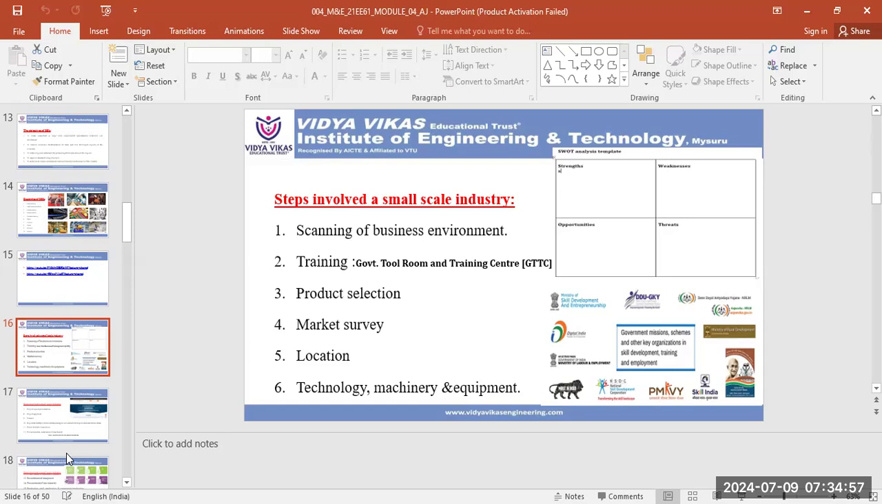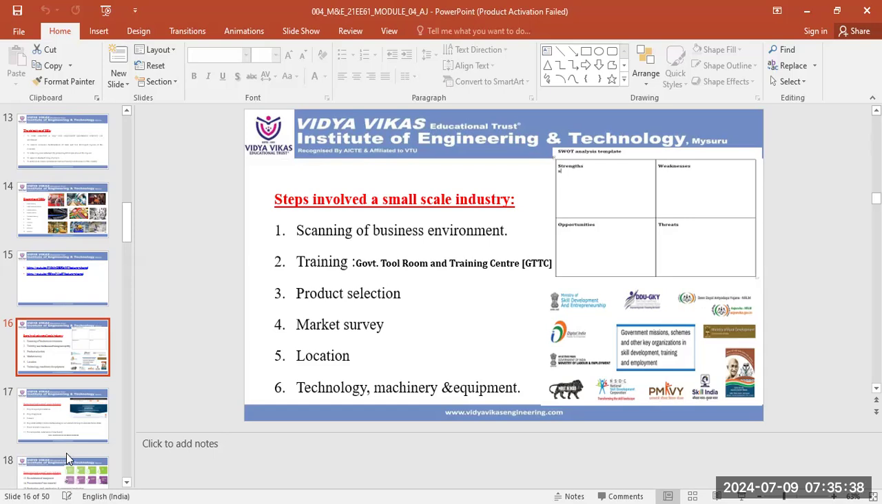In order to ensure the success of his enterprise, the entrepreneur should scan the business opportunities and threats in the environment. And then training. Before going to start the enterprise, the potential entrepreneur must assess his own deficiencies, which he can compensate through proper training. Various government and private institutes provide entrepreneurship development programs and skills upgradation training programs. For example, GTTC, Government Tool Room and Training Center, and there are multiple government schemes available in order to train the entrepreneurs.